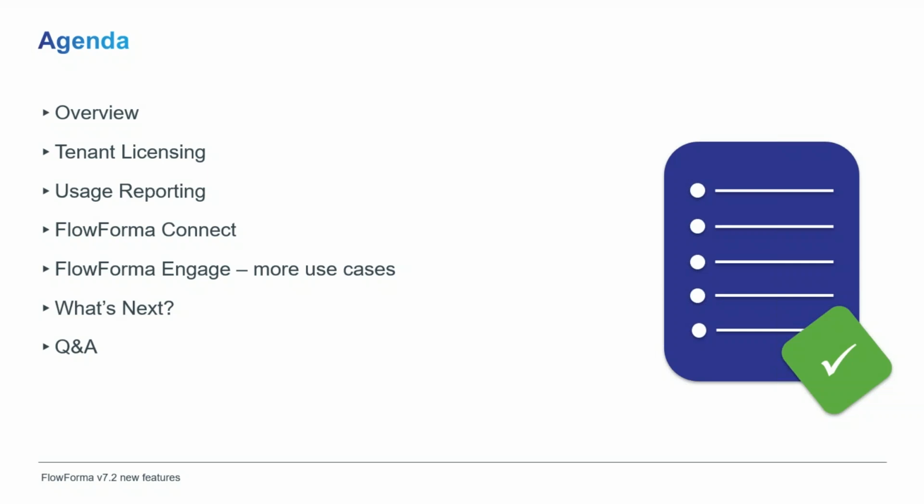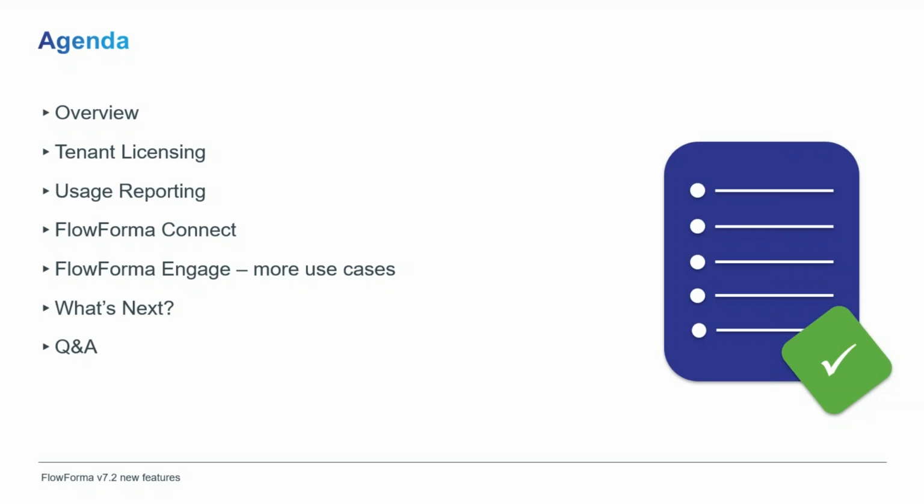A quick overview of the agenda. I'm going to talk today about tenant licensing, which is a new feature that allows you to license across your tenant regardless of the number of sites. We'll talk a bit about usage reporting. That's where you're identifying who in your organization is actually using FlowForma, and the whole theory behind usage reporting is to allow you to cross-charge activity across different departments in a large organization.